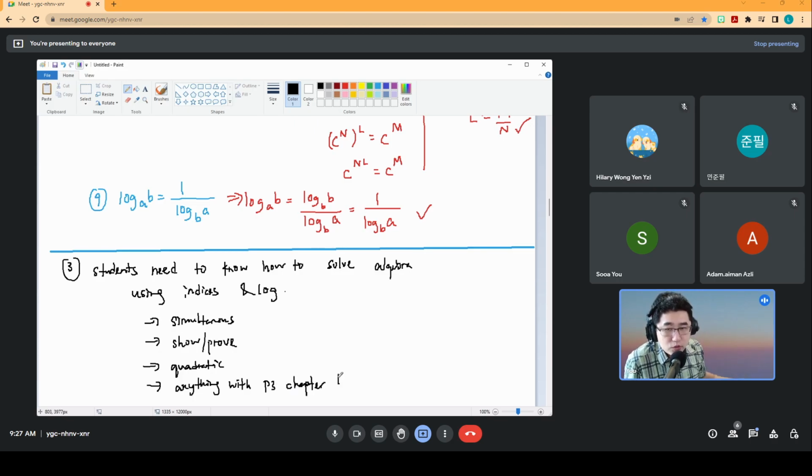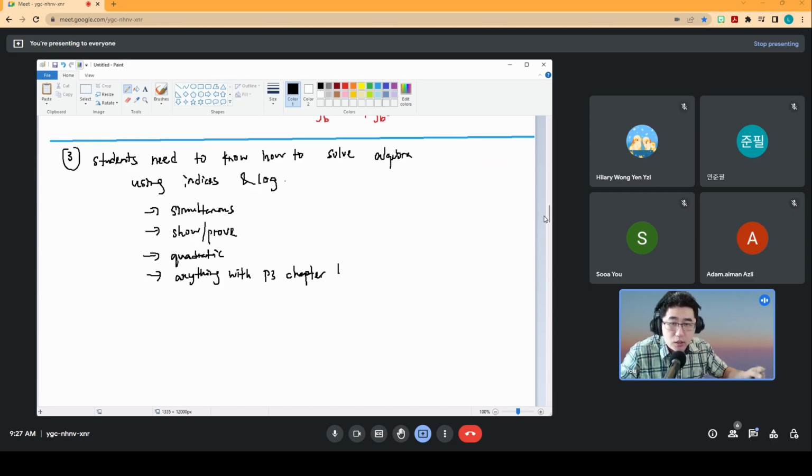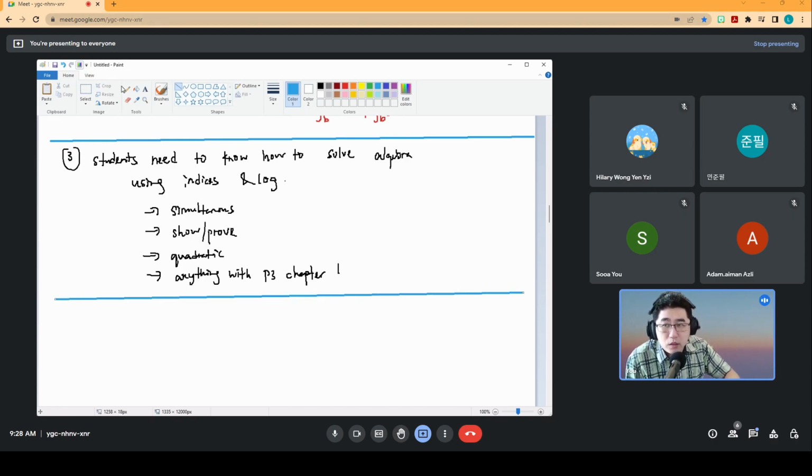Okay, so students will be expected to solve the algebra. Okay, so let's see. Before we actually go for the example, there are two specific things that you need to know. Item number 4, e. Before we actually go into the example, you need to know e first. What is e?